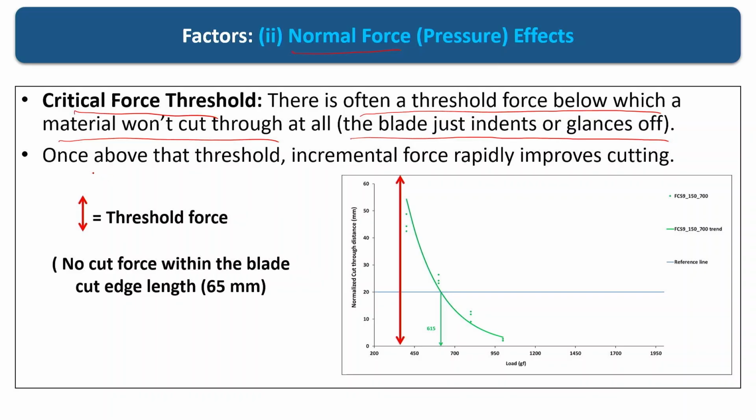Once above that threshold, the incremental force rapidly improves the cutting. So, above that threshold point, within the blade edge, so that within the blade edge length of 65 millimeter. So, that is the 65 millimeter if you see.